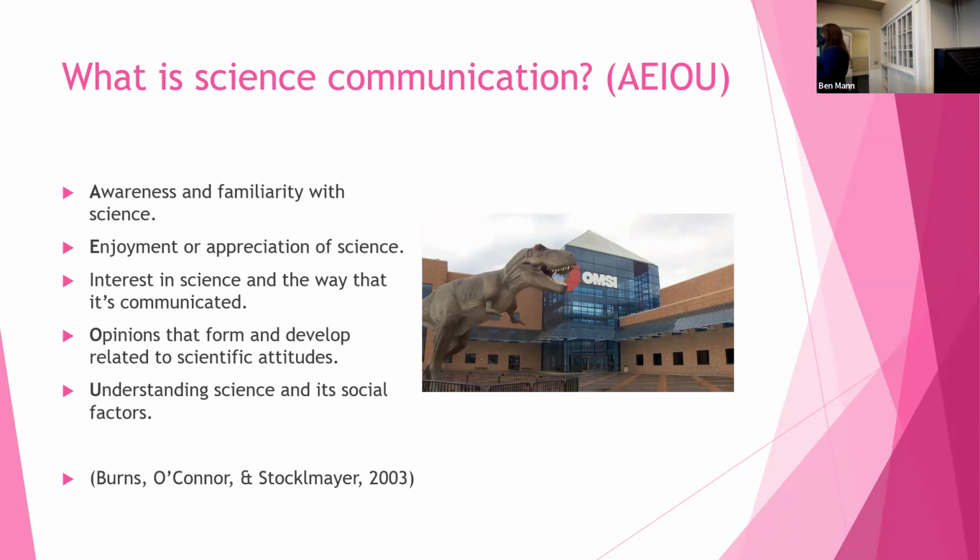Opinions, of course, develop over time. How do you feel? What is your attitude surrounding an issue related to science? Obviously, examples like CO2 emissions and climate change come to mind as politically and socially heated ones, but that also develops through that process of science communication. And lastly, understanding, right? Understanding what science is, how it relates to society or relationships, and so on.